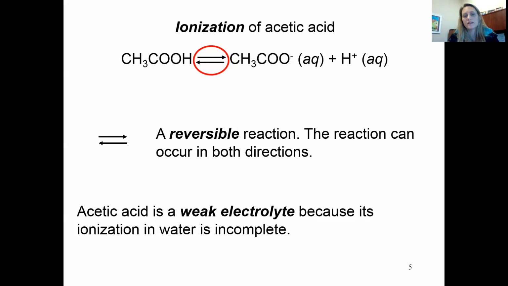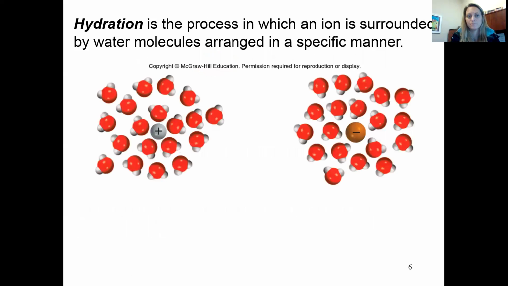And most of these that have reversible reactions are going to be considered a weak electrolyte because they're not dissociating completely. It's a lot easier to put them back together. And so, for example, like this one, the acetic acid, we know that it is a weak electrolyte because of that reverse reaction.